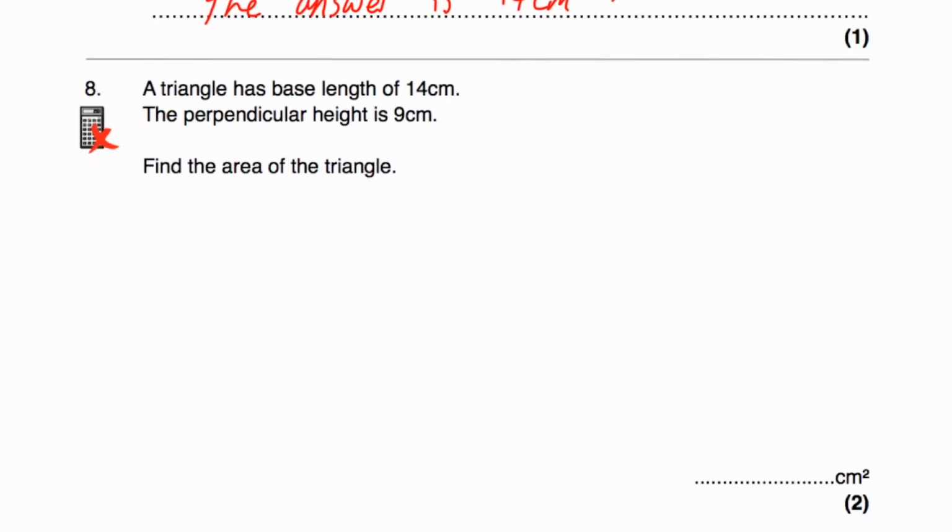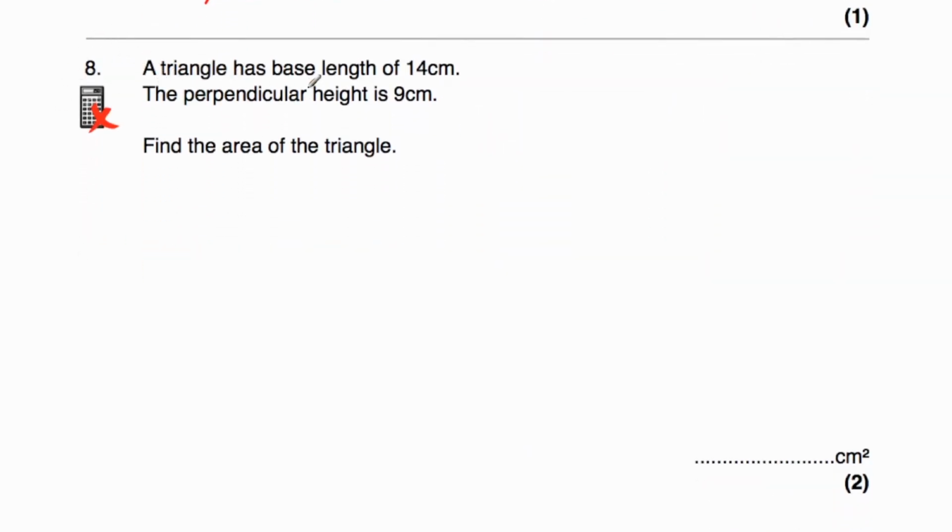So question number 8. A triangle has a base of 14 centimeters and it's got a perpendicular height of 9 centimeters. Find the area of the triangle. So we know that the area of a triangle is given by half the base times the height. So we need to do the base times the height and then half it, or half the base times the height, or half the height times the base. Any of those 3 approaches would work.